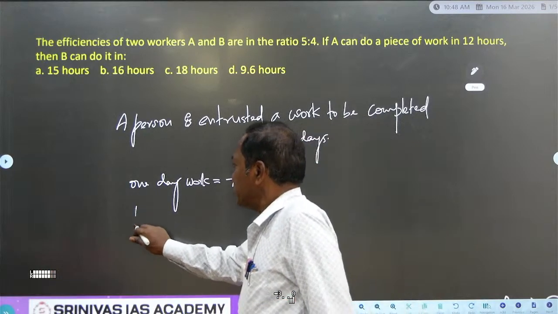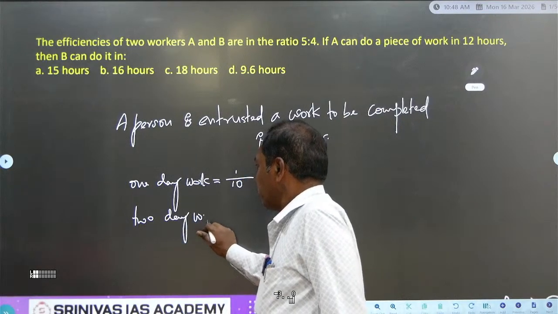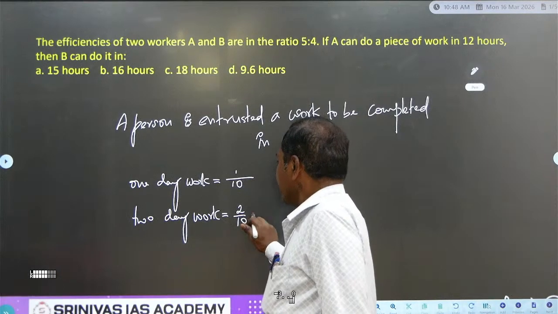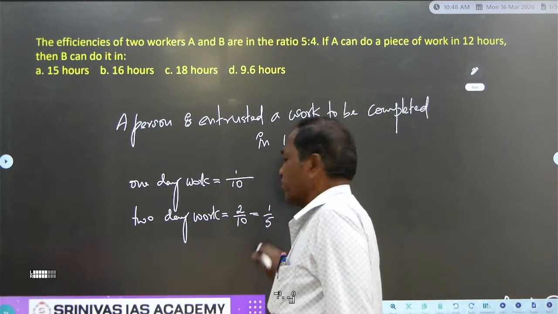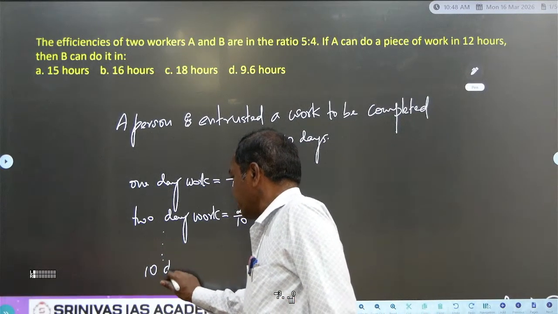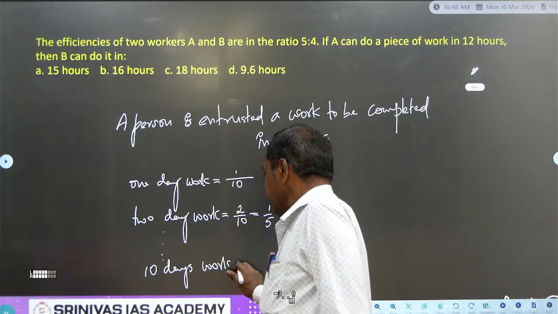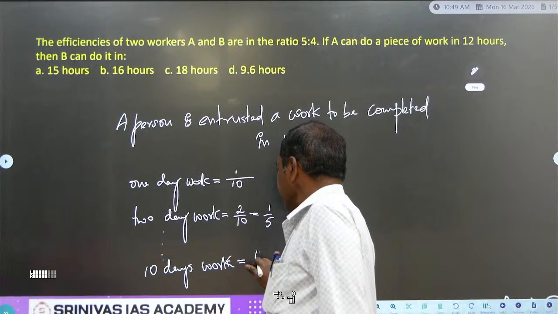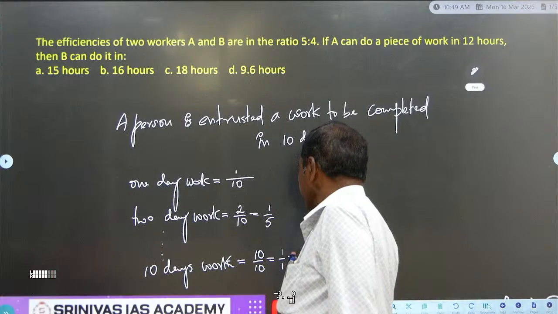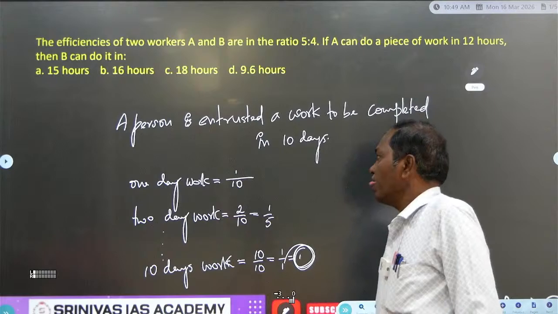If it is like that, what is 2 days work? 2 out of 10, which you can simplify to 1 by 5. In the same way, 10 days work is equal to 10 by 10, so the work is completed, 1 by 1. So it is 1 work. The whole unit is called 1. That's the very basic structure.